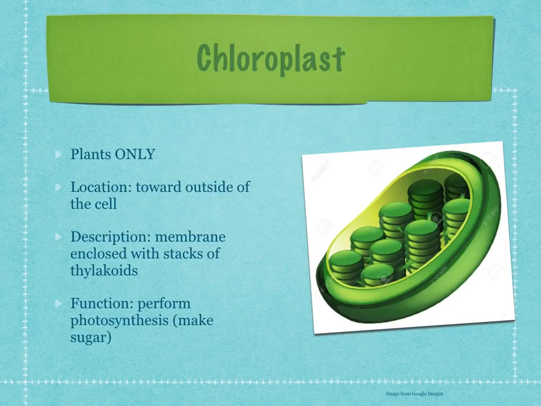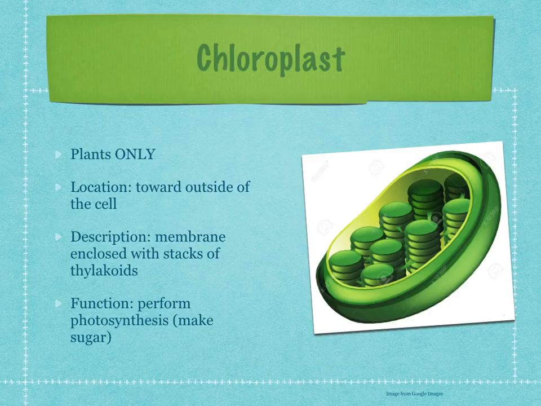Chloroplasts are found in plants only, and these are the ones that I need you to color the row and the chloroplasts themselves green. They're found towards the outside of the cell, because that's where the sunlight is. In your diagram, they're represented as oval or triangular shapes, and they have lines in them. Those lines are representing those stacks of thylakoids.